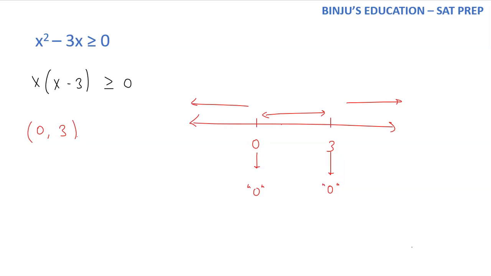So take any value greater than 3. For example, if you're going to take 10, let me write my expression, x into x minus 3. Just look for the signs. We don't need the exact value, that's not required. So think of 10. 10 will give you both positive, so the result will be positive.